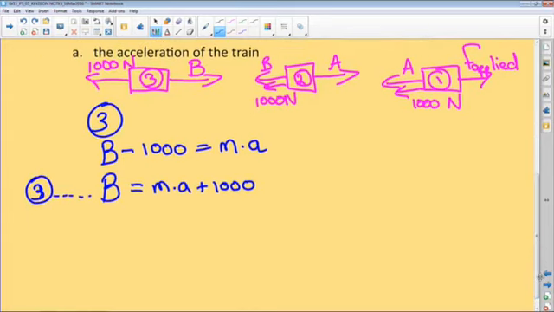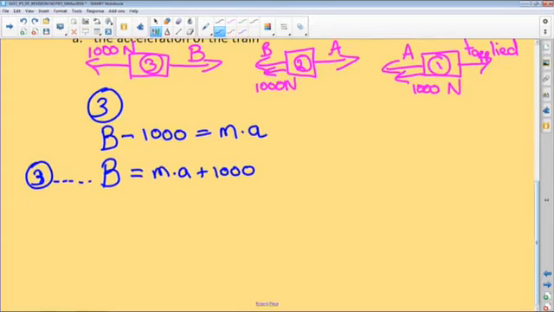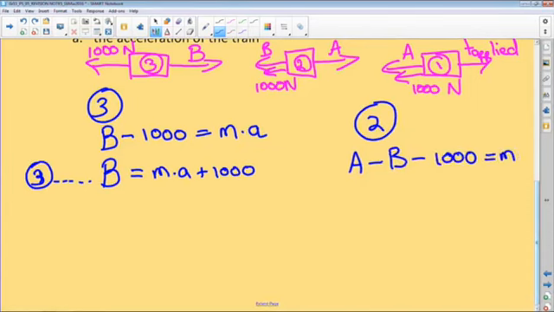Right, let's have a look at the second one. What have I got going on with the second one? Okay, I'm going to put number 2 over here. I've got A minus B, and I'm going to go minus 1,000 equals MA. Again, we're using Newton's second law, and I want to make A the subject of the formula. So I'm going to end up with MA plus B plus 1000. And I want to make this one equation number 2.